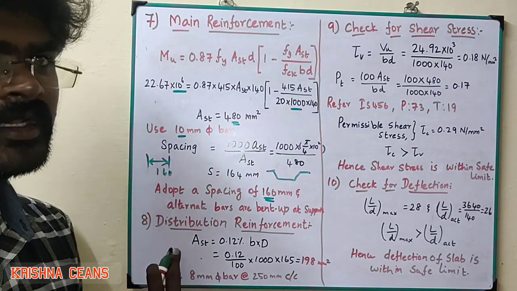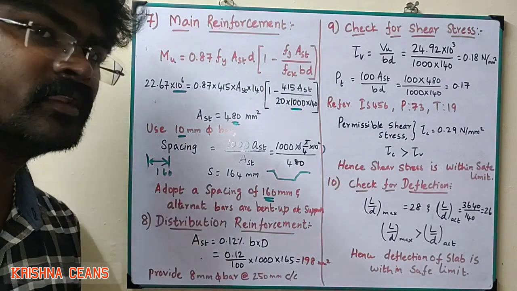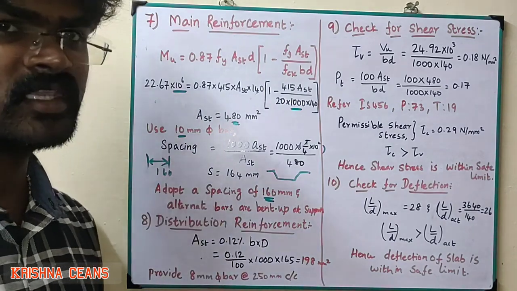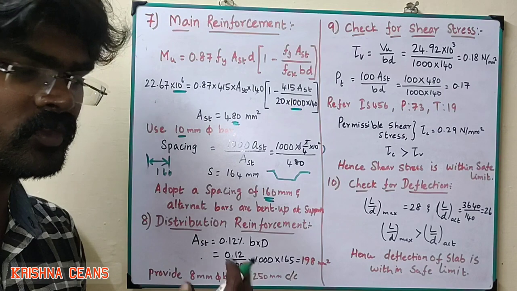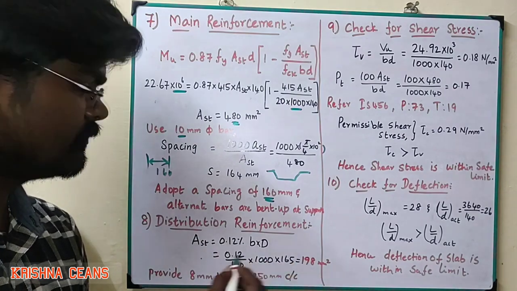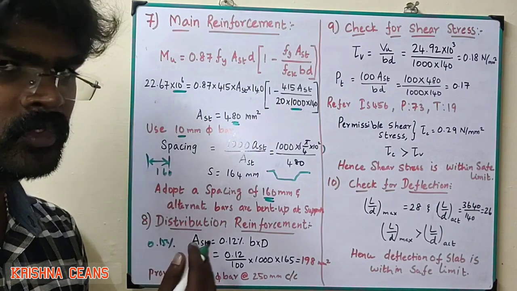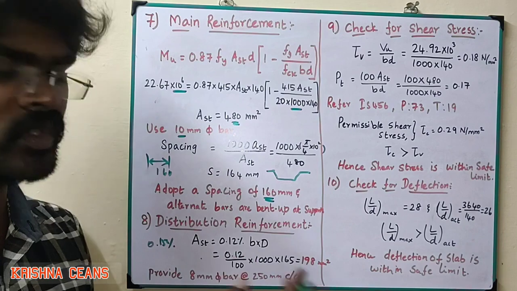Next we have to find the distribution reinforcement. So the distribution reinforcement formula is provided in IS 456. If we are using HYSD bars, we have to apply 0.12% of BD. In case of mild steel, we have to apply 0.15%. So now here we are using HYSD bars.